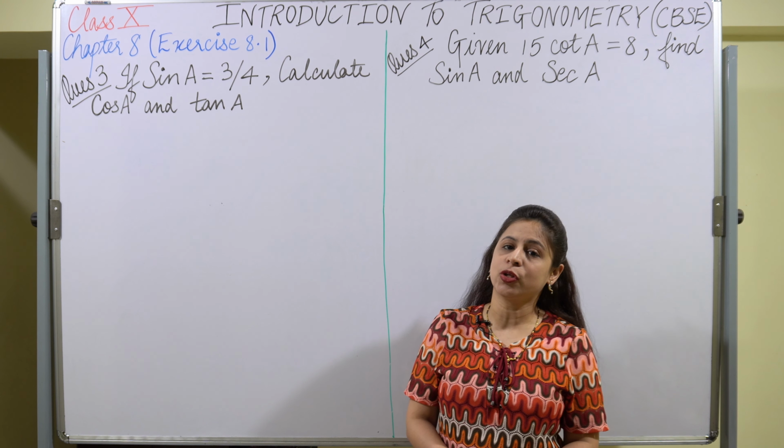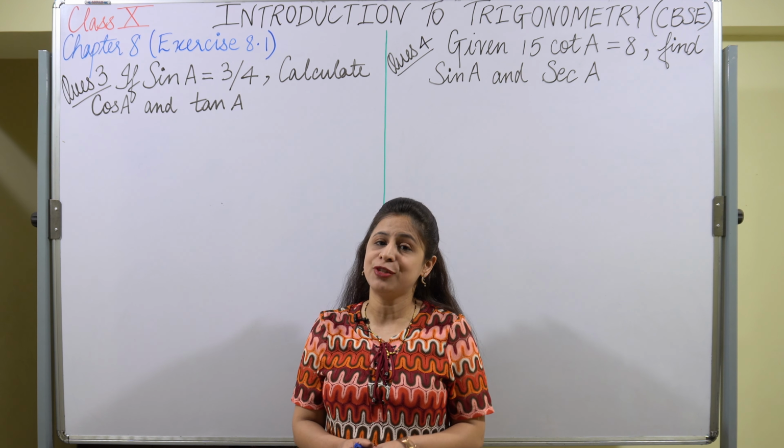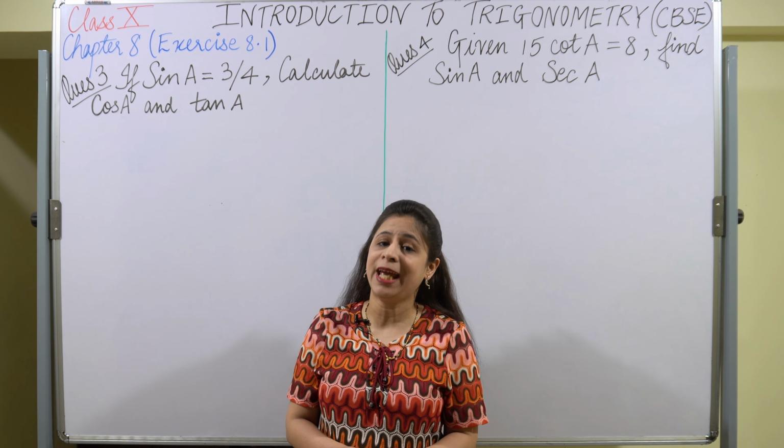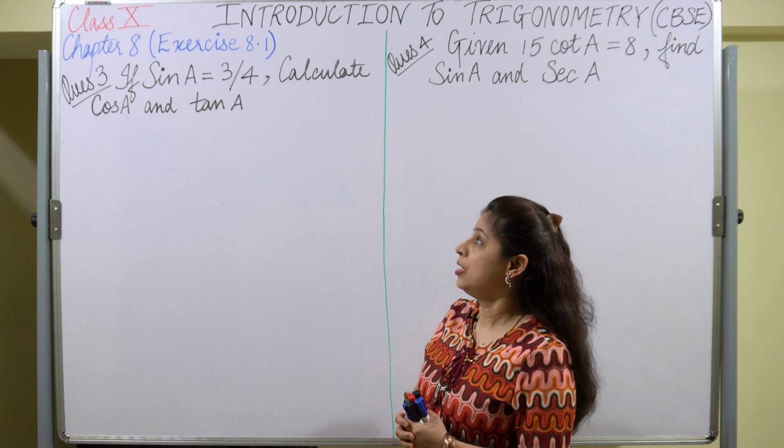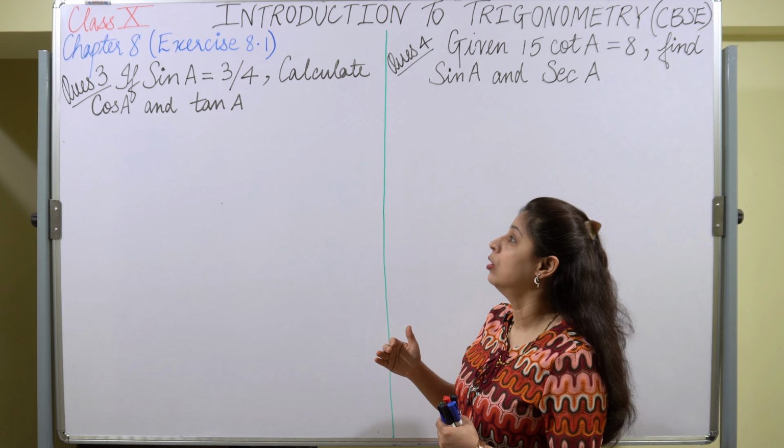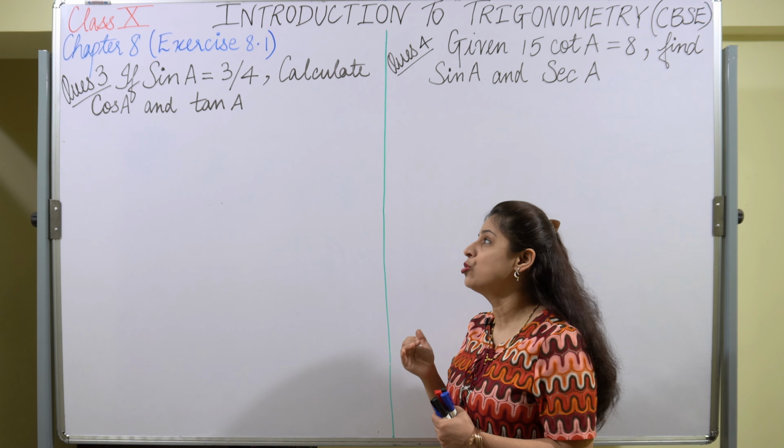So let us start with question number 3 and 4 of Chapter 8, Exercise 8.1, Introduction to Trigonometry, of Class 10 CBSE NCERT. Question number 3 says, if sin A equals 3 by 4, calculate the values of cos A and tan A. So we need to calculate the values of cos A and tan A.